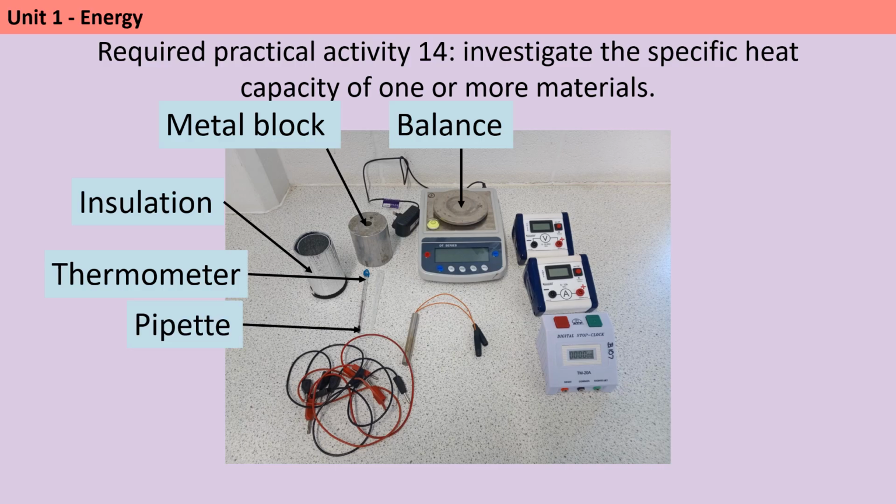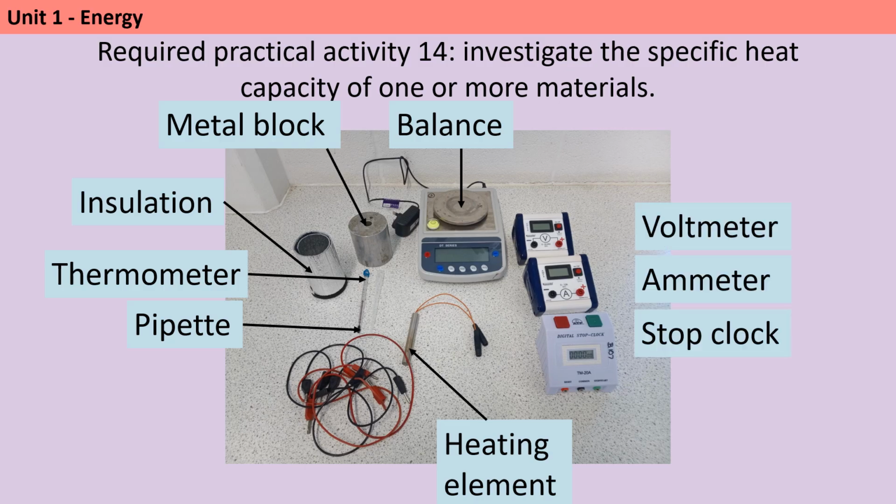I've included a pipette here because often that thermometer is not going to make good contact with a metal block. So in order to actually get a proper temperature reading, you add a tiny bit of water in, and that's going to come up to temperature with the block, and then what you're actually doing is taking the temperature of the water. We need some kind of electrical heater in order to heat up the block, and then these last three are for us to calculate the amount of energy that's been transferred.